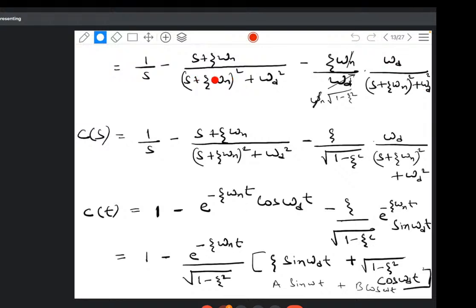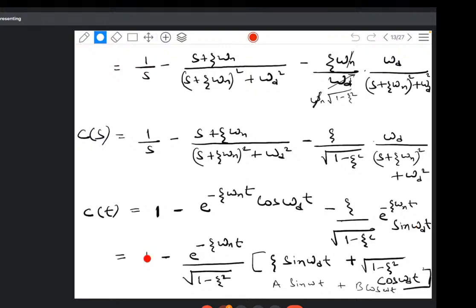Now zeta by under root 1 minus zeta square. So finally, when I take the inverse Laplace, c(t) will become 1 minus e to the power minus zeta omega n t cos omega d t minus zeta by under root 1 minus zeta square e to the power minus zeta omega n t sin omega d t.